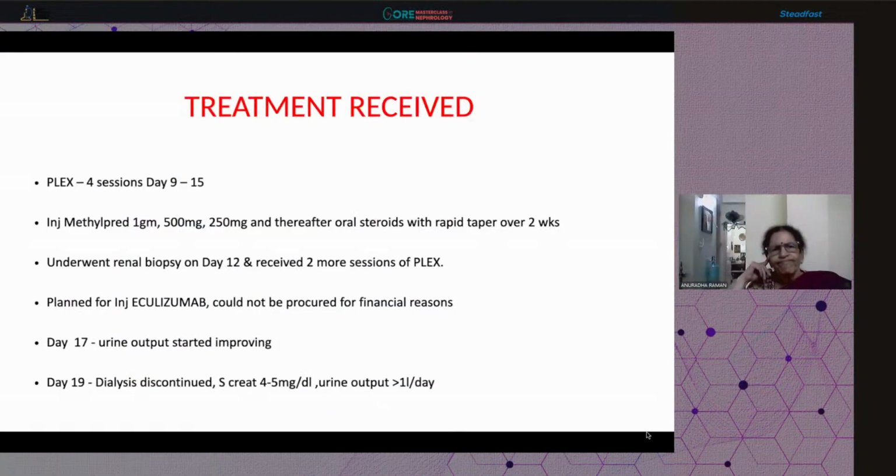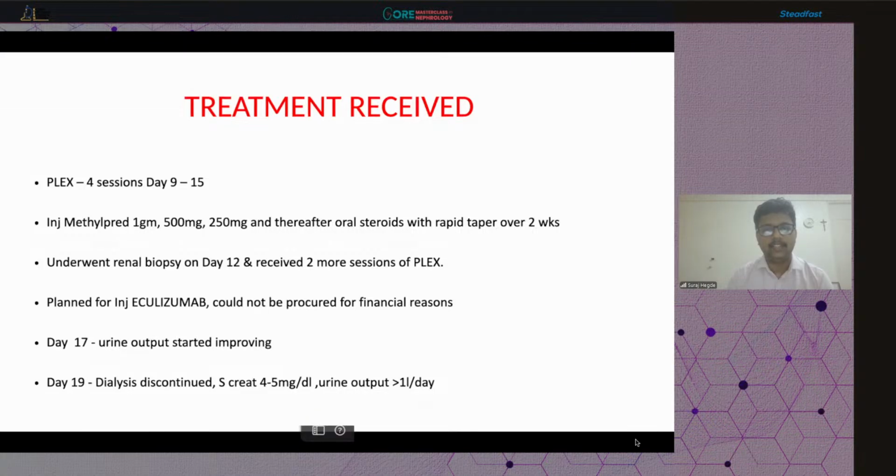So the treatment received: she received 4 sessions of Plex between day 9 to 15 of illness. She had received a methylprednisolone pulse, 1000 mg, 500 mg, 250 mg, followed by oral steroids, which were rapidly tapered over a period of 2 weeks, and underwent renal biopsy on day 12 and received a further 2 sessions of Plex. And as Sir told, she was planned for injection eculizumab, but it could not be procured because of financial and logistic reasons. By day 17, her urine output started improving, and by day 19, dialysis was discontinued, and her urine output was more than 1 liter per day, but the serum creatinine was between 4 to 5 milligram per deciliter.